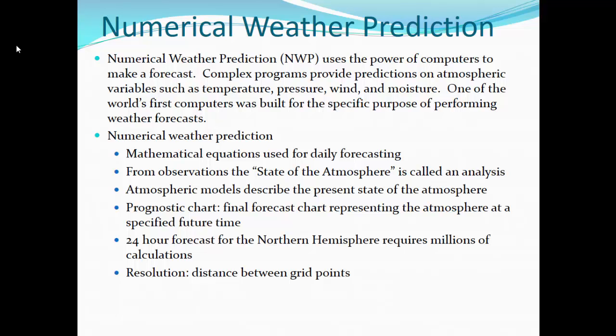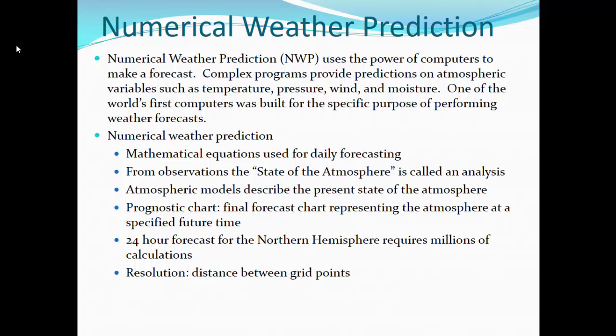The state of the atmosphere right now, that is the analysis. Atmospheric models can describe the present state of the atmosphere with mathematical equations. And running those mathematical equations provides us with the forecast. And so the prognostic chart is the final forecast chart representing the atmosphere at a specific future time.